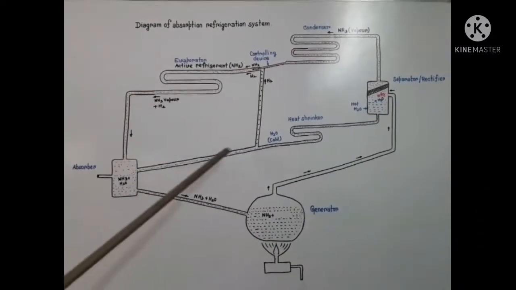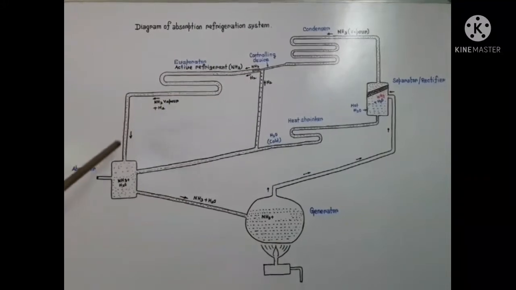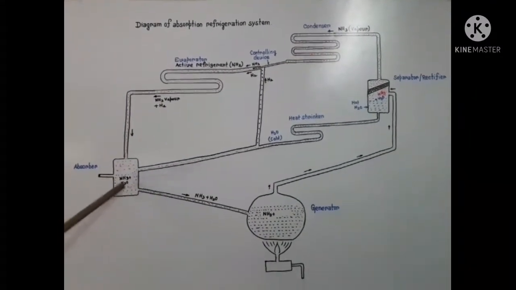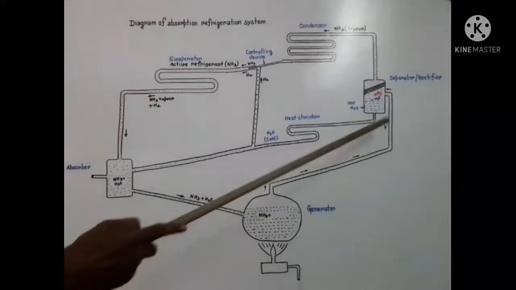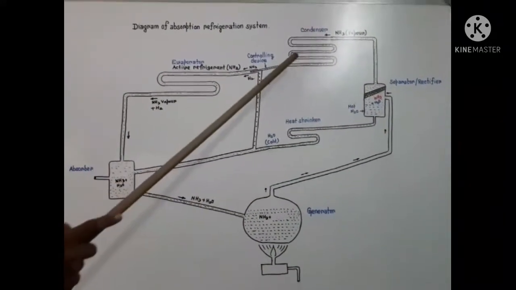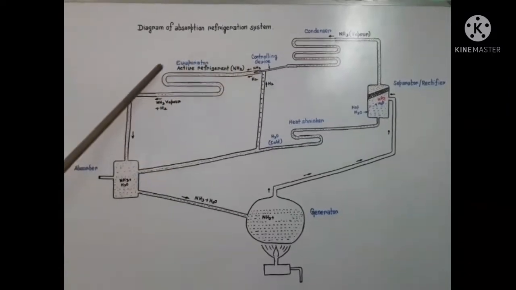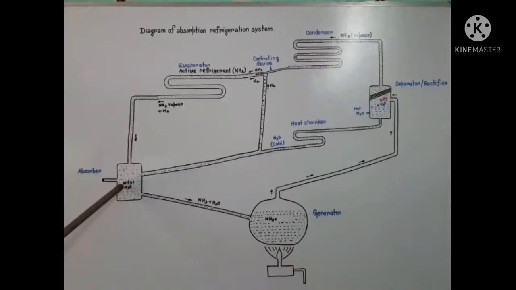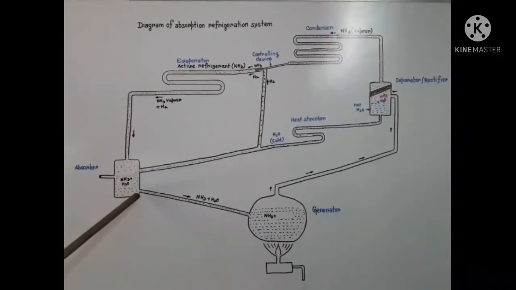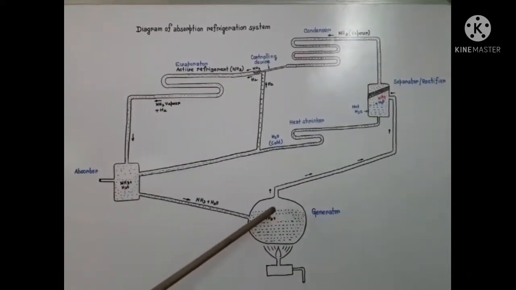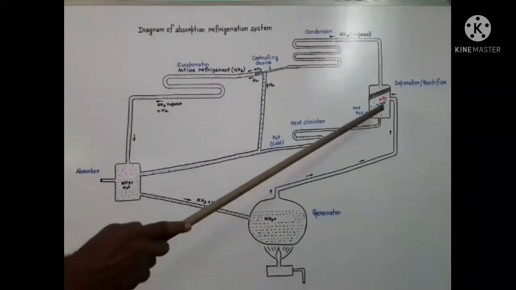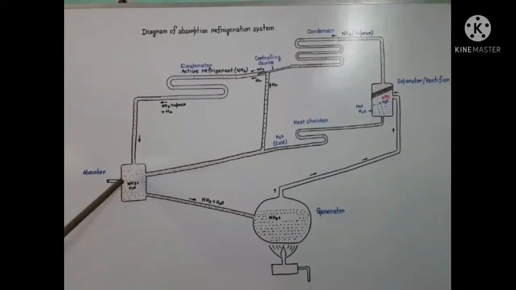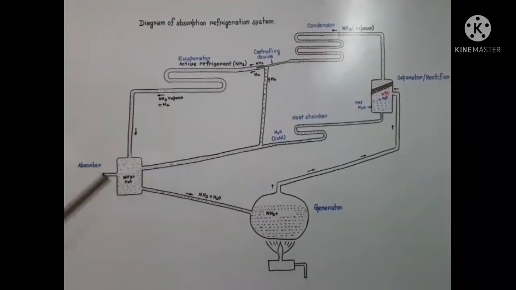So at this portion hydrogen is circulated, and ammonia's circulation is the maximum: from absorber to generator, generator to separator, separator to condenser, condenser to controlling device, controlling device to evaporator, and finally absorber. So these are the cycle of ammonia. Water vapor, water, and from generator to separator, separator to heat sinker, heat sinker to absorber. So these are the cycles.